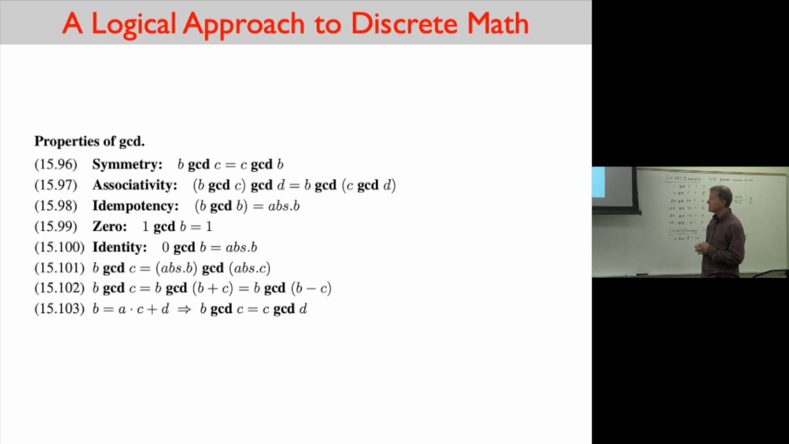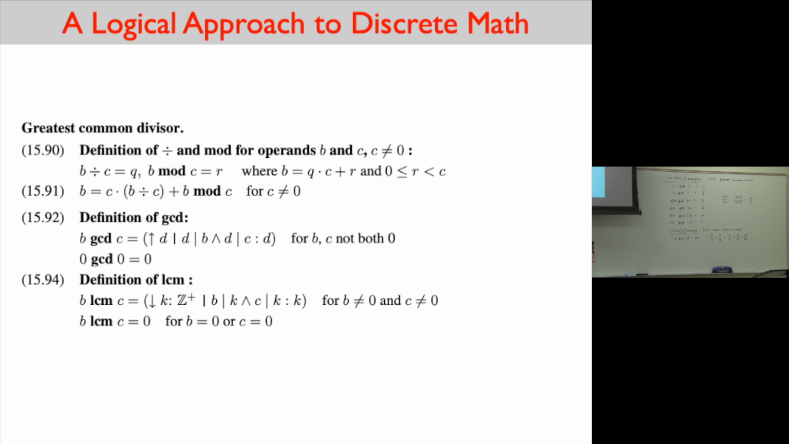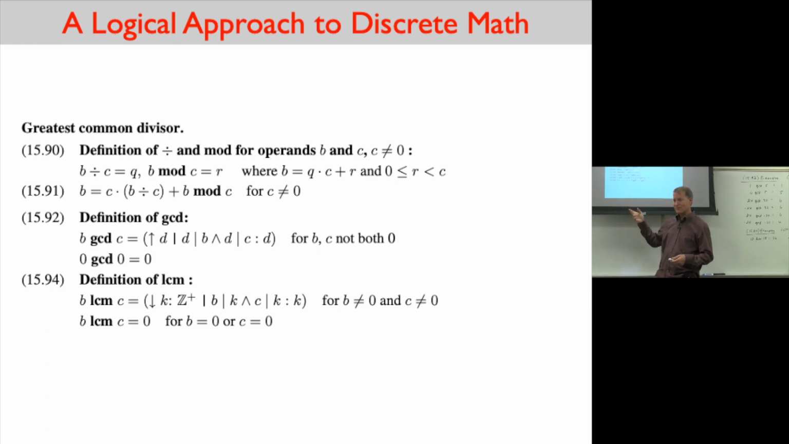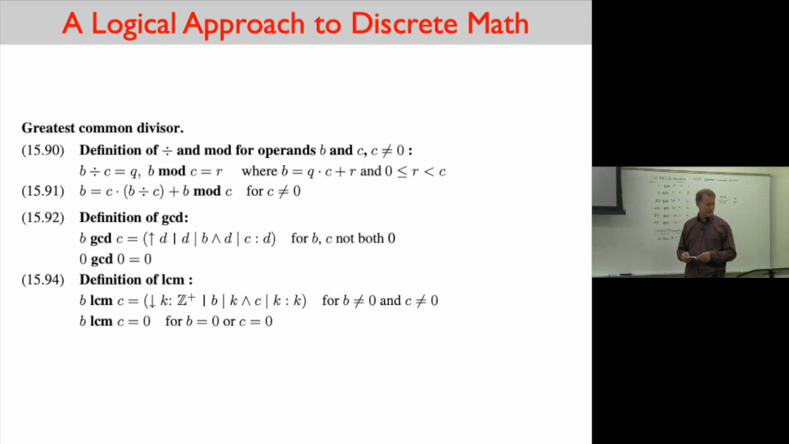B GCD C equals... Start with one side, get the other, use the definition. But here we have a definition, and we can say equals. Use some sort of symmetry with max or min or something. Okay, so that should be pretty straightforward.